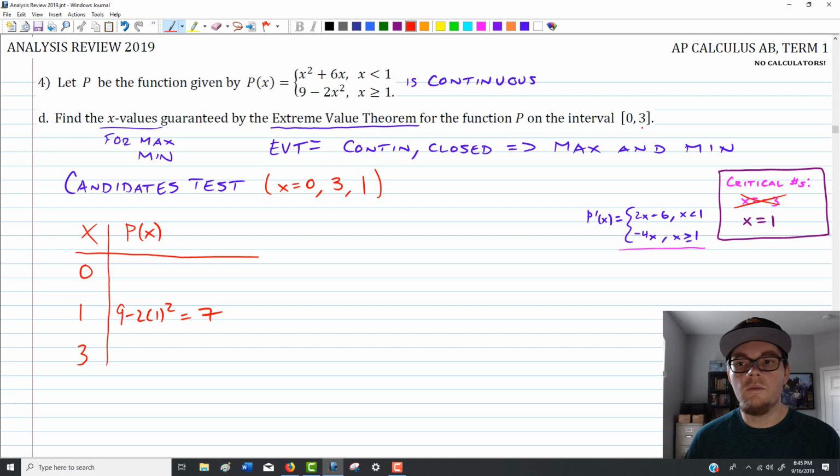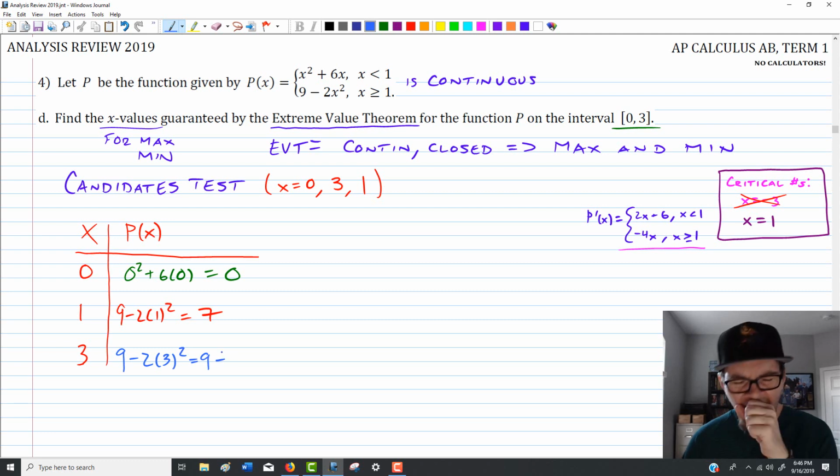We're going to see if it is. Next, we're going to look at x equals 0. So I'll change colors as we go through here. If we do x equals 0, that's going to occur in the branch where x is less than 1. That'll be 0 squared plus 6 times 0, which is 0. Finally, we're going to look at 3, and since 3 is bigger than 1, we're going to plug it into the second one. We'll have 9 minus 2 times 3 squared. That's 9 minus 18, which is -9.